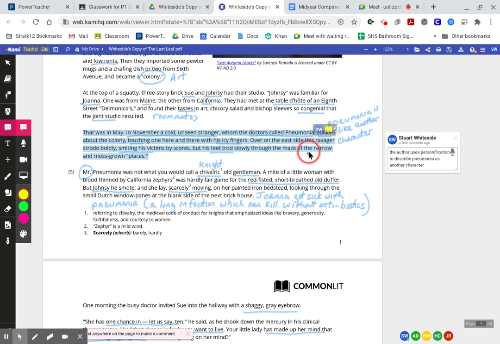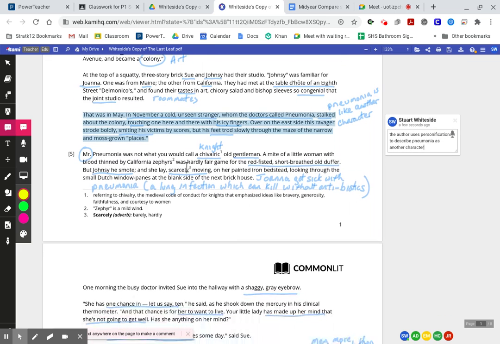Okay, the author uses personification to describe pneumonia as another character, which is interesting, bringing another character into the story to influence their lives, almost like fate, or the old-fashioned concept of the gods messing with your life. So pneumonia comes in and messes with their lives. So that may play into the ideas of the story of how they deal with issues. How do they deal with problems?